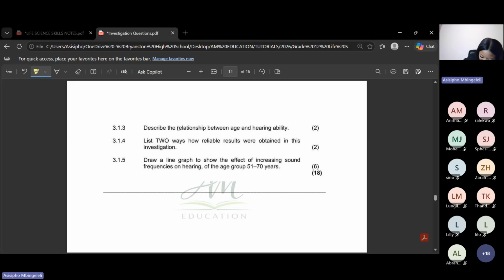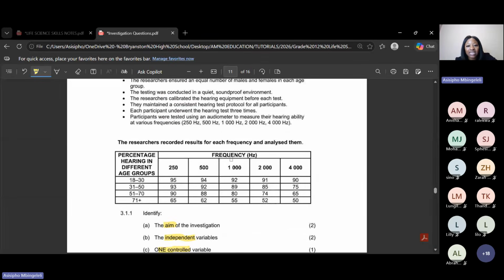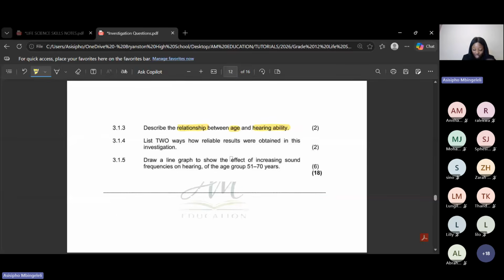Identify the relationship. Remember, I spoke about how we answer a relationship, and they tell you the relationship between age and hearing ability. Age will be your independent variable. Hearing ability will be your dependent variable. So as age increases, what happens to the hearing ability? Where are you going to get your answer? There is your table. You read and analyze that. List 2 ways how reliable results were obtained. Reliability, RSA. You look at those 3 things. The next one is asking you to draw a line graph.